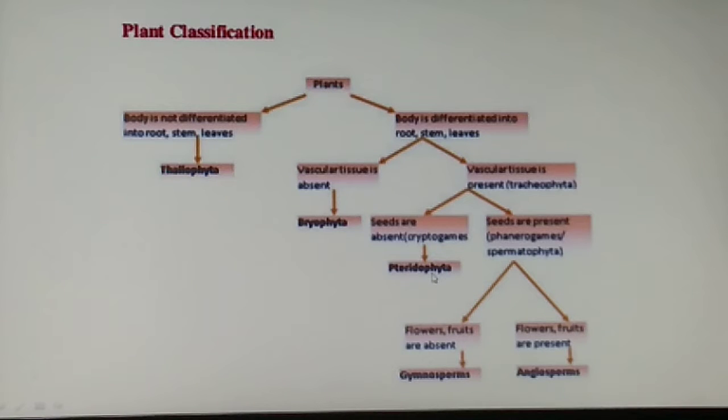So talking about the cryptogams, it is Pteridophyta, seedless plants. And talking about phanerogams, they are seed bearing plants. They are further of 2 types. Where the flowers and fruits are absent, that is gymnosperms, and where the flowers and fruits are present, they are angiosperms. You might have studied this classification in your class 9th.